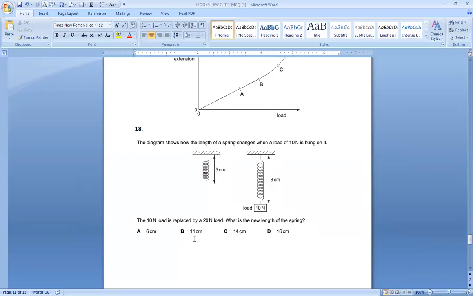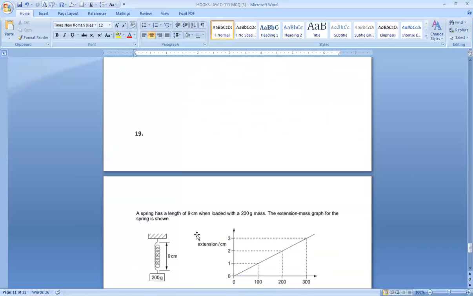Listen again carefully. 5 centimeter is actual length. With 10 Newton load, length is 8 centimeter. It means it has caused an extension of 3 centimeter. 10 Newton caused an extension of 3 centimeter. So the 20 Newton will cause an extension of 6 centimeter. So 6 added to 5 gives you 11. So option is B.